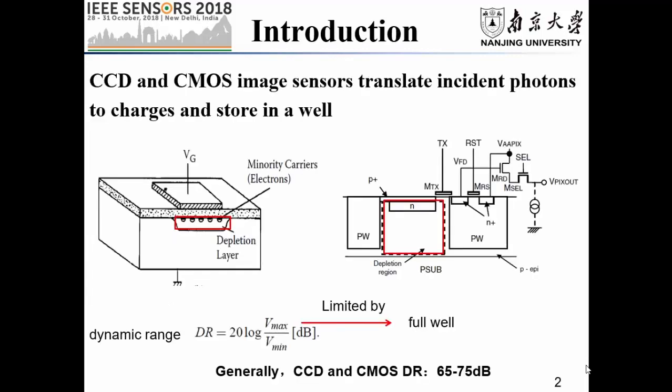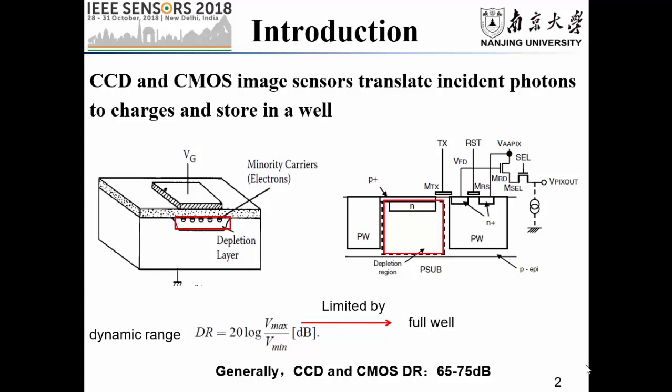As we know, CCD and CMOS image sensors translate incident photons to charges and store them in a well. The left picture is the CCD structure, and the right one is the CMOS structure. The depletion layer, which is highlighted in the red block, is a well, and they store the charges.